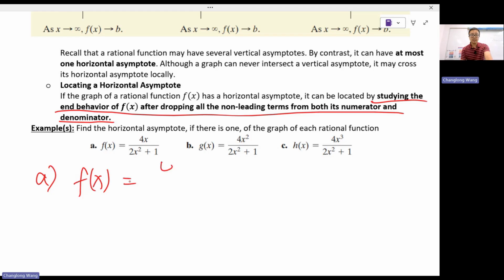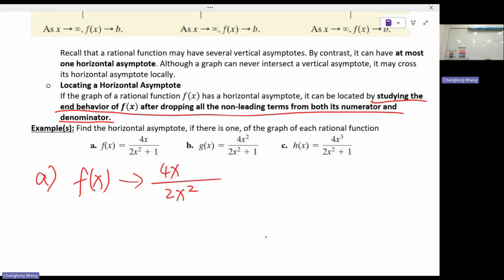Oh, you know what? It's better not to say equal anymore. Let's use the arrow notation. So it's 4x over 2x squared, right? Without a 1. So if you wonder what's the point of dropping the terms, because you're getting something way different from the original expression.